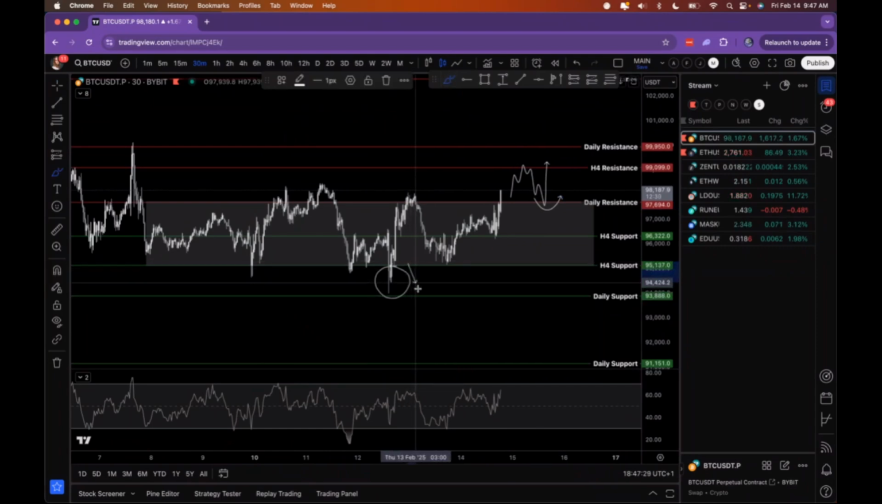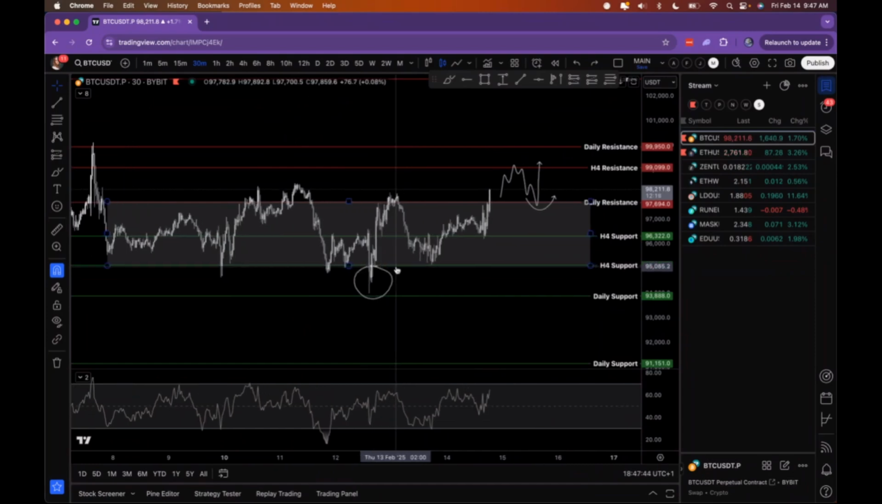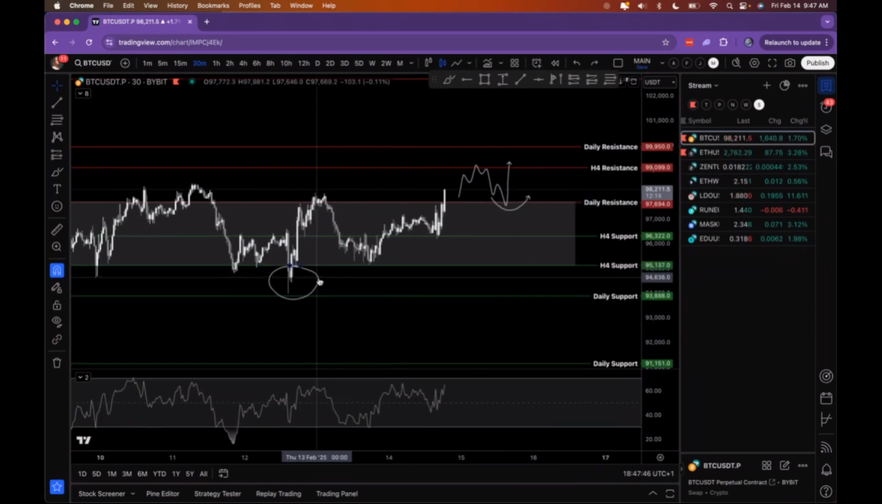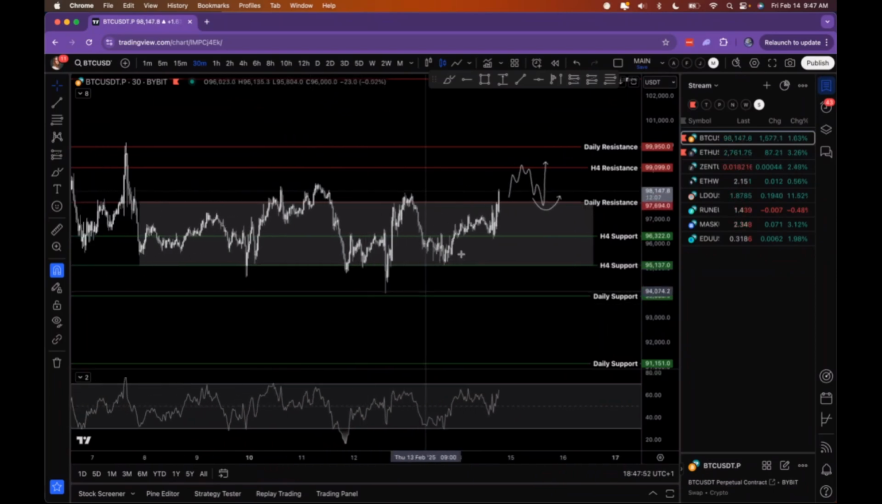When this broke down here, what you would have wanted to see is it test this level and then reject like this, in order to look for the range to definitively break, and you could look for shorts. We didn't get that. We reclaimed it. You can see even this wick retested it, and off we go. So just wait. And this is the best part, you guys.